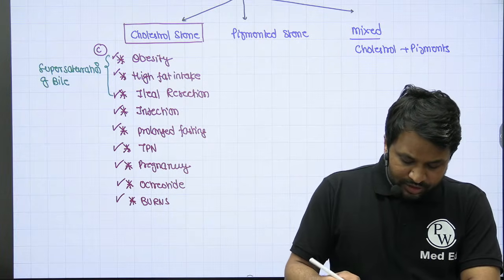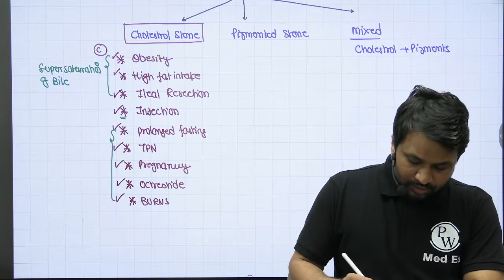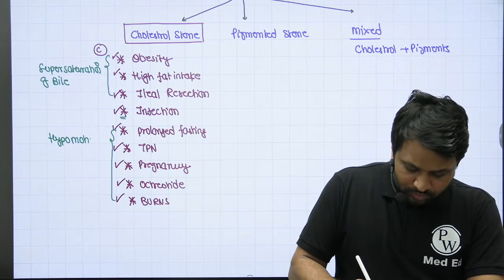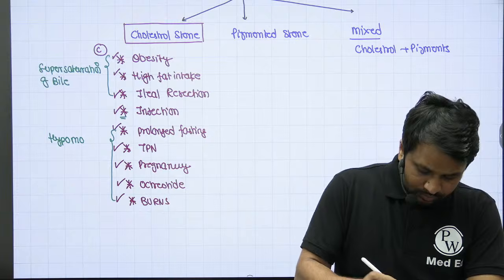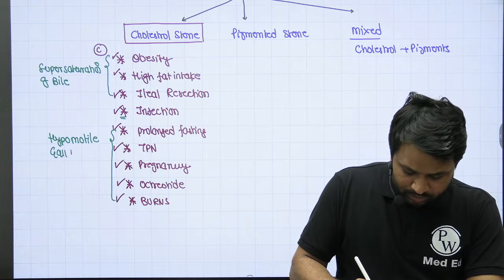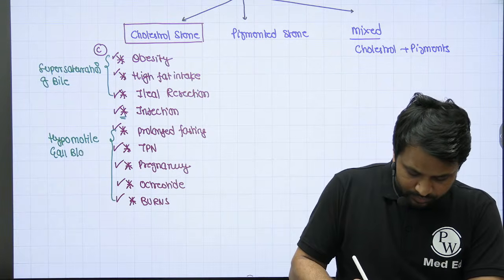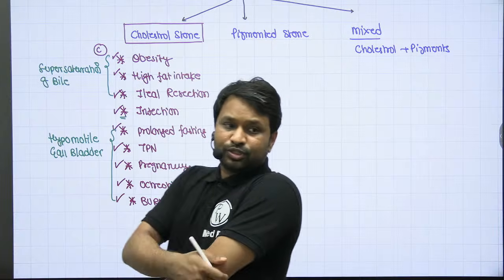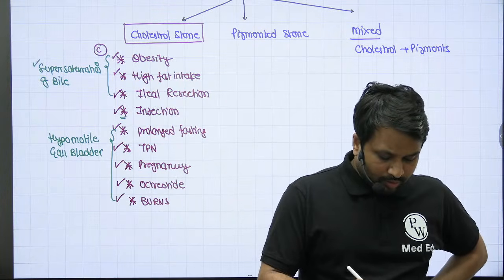Now, infection is a standalone problem. All these which are present, these are going to be because of a hypomotile gallbladder. So supersaturation of the bile and the hypomotile gallbladder are the concomitants, so the reasons.